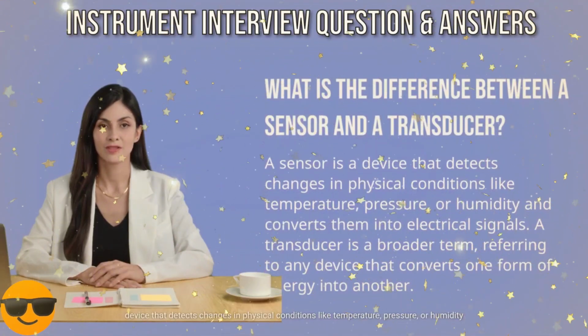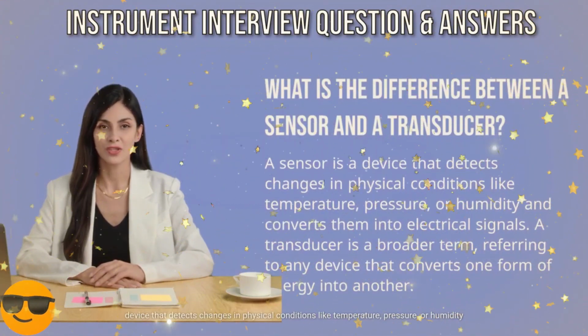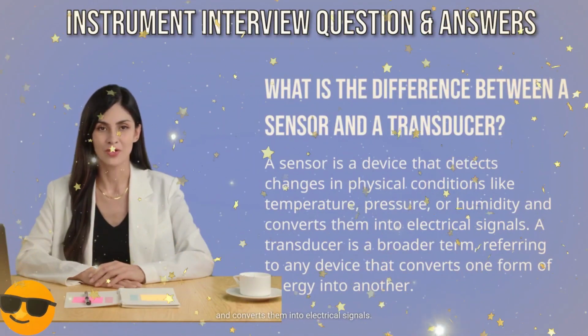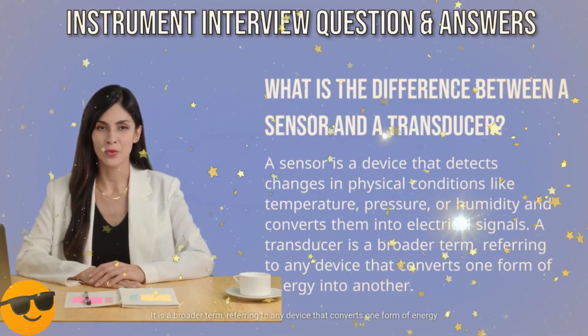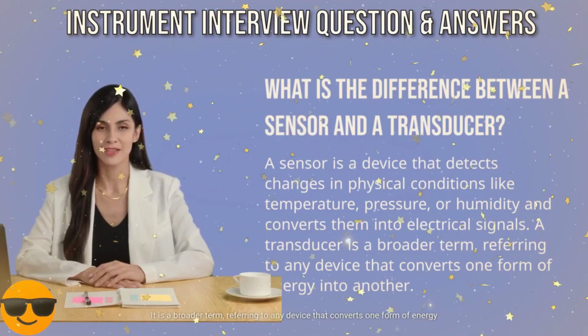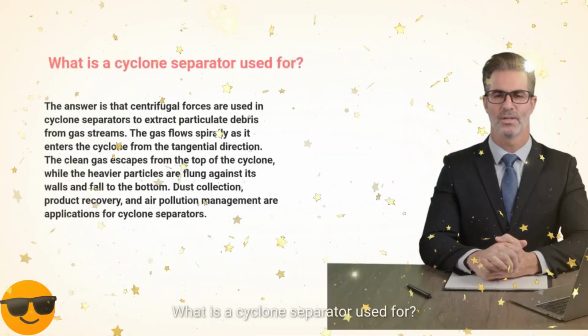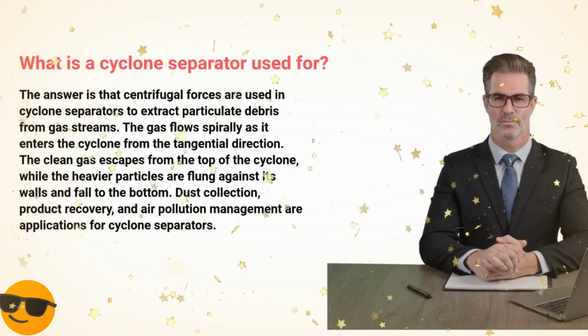A sensor is a device that detects changes in physical conditions like temperature, pressure, or humidity and converts them into electrical signals. It is a broader term, referring to any device that converts one form of energy into another. What is a cyclone separator used for?